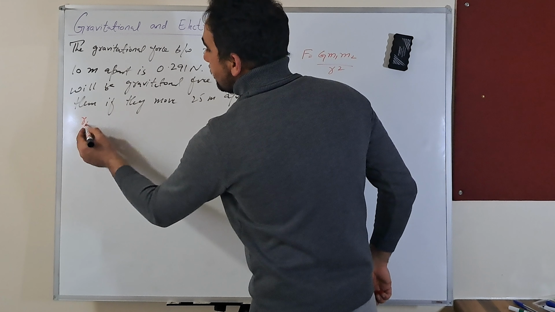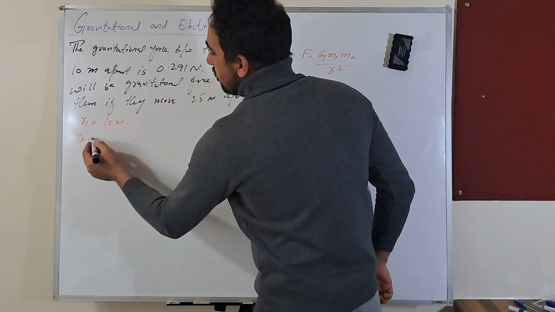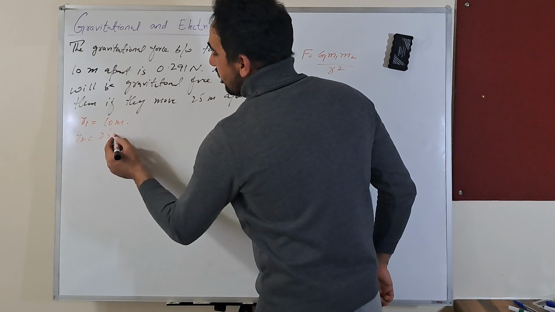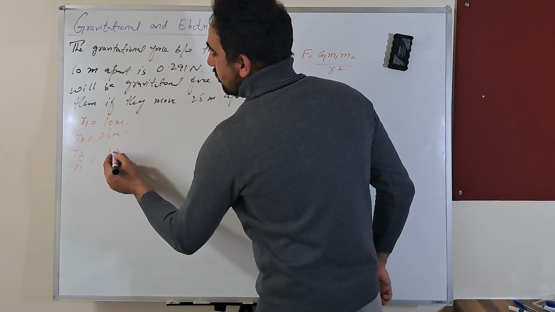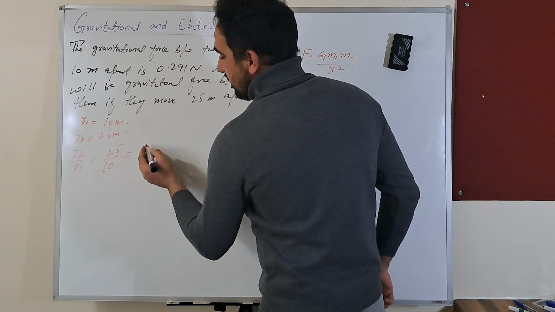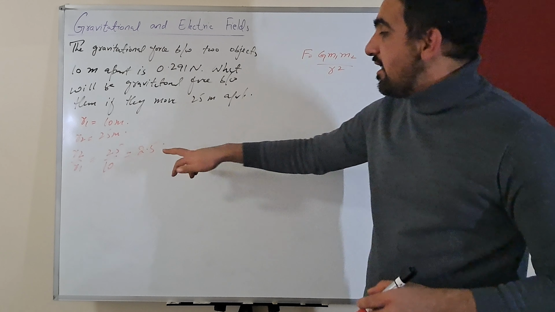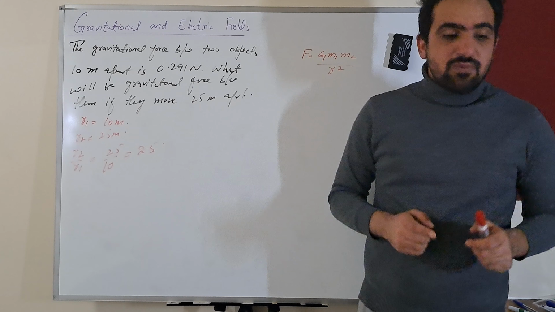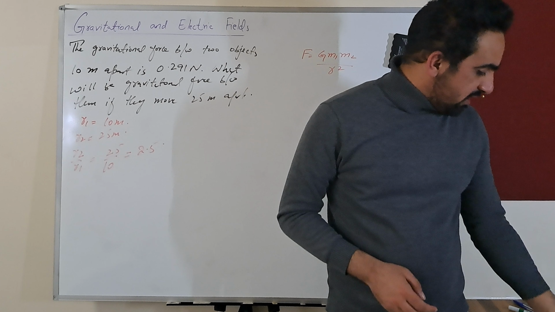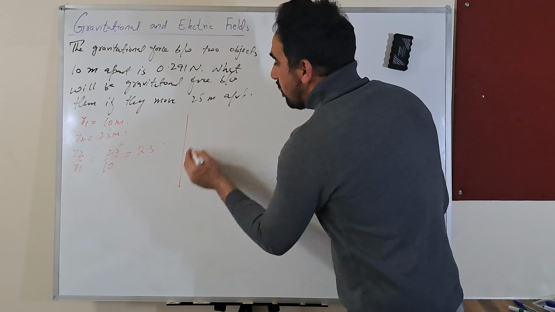So r1 is equal to 10 meters and r2 is equal to 25 meters. So the r2 to r1 ratio will become equal to 25 divided by 10, that is 2.5. So the distance has been increased by 2.5 times from the original distance. The force will be decreased by the square of the same factor. New force F is equal to original force.